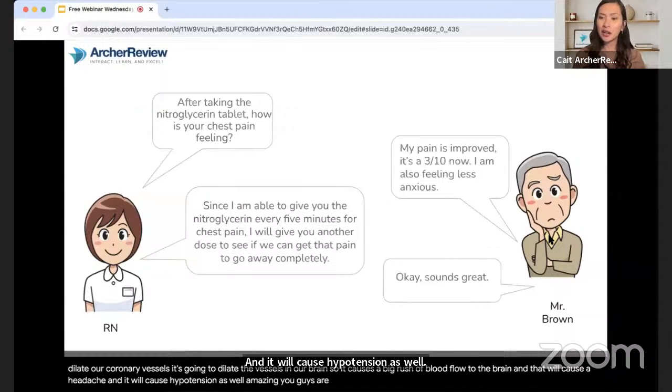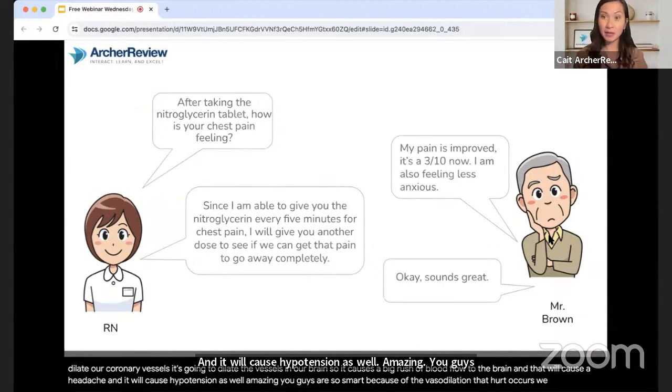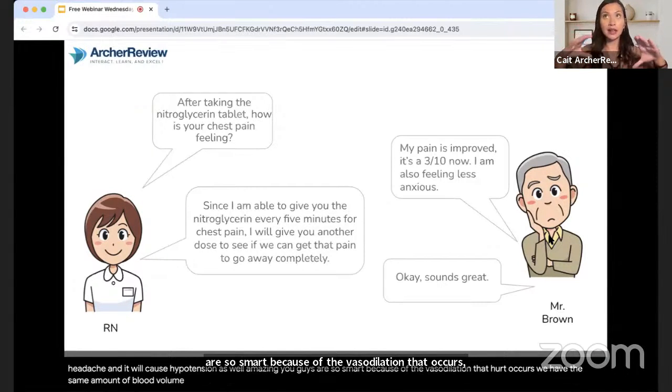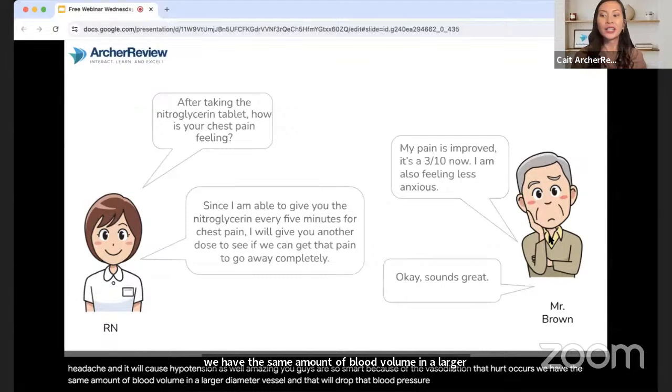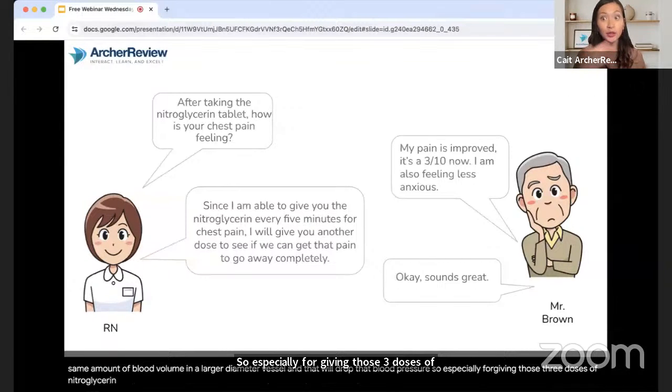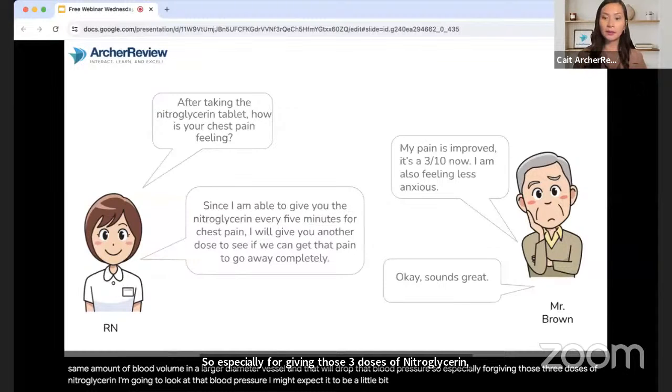Amazing. You guys are so smart. Because of the vasodilation that occurs, we have the same amount of blood volume in a larger diameter vessel, and that will drop that blood pressure. So especially for giving those 3 doses of nitroglycerin, I'm going to look at that blood pressure and assess it. I might expect it to be a little bit lower.